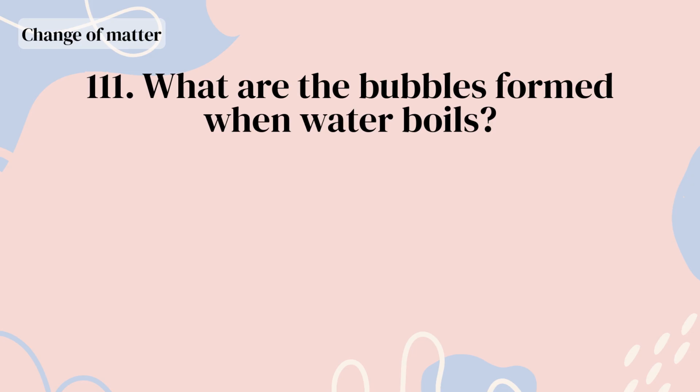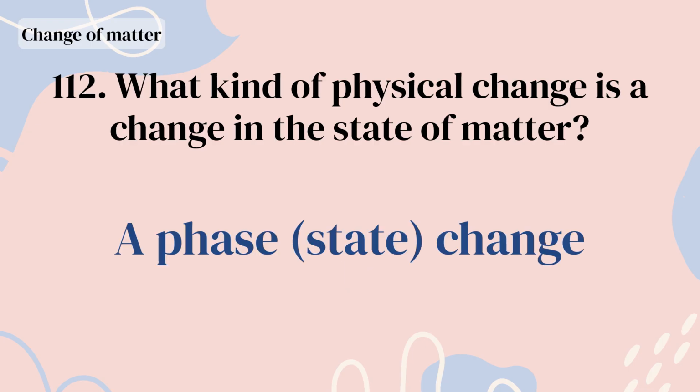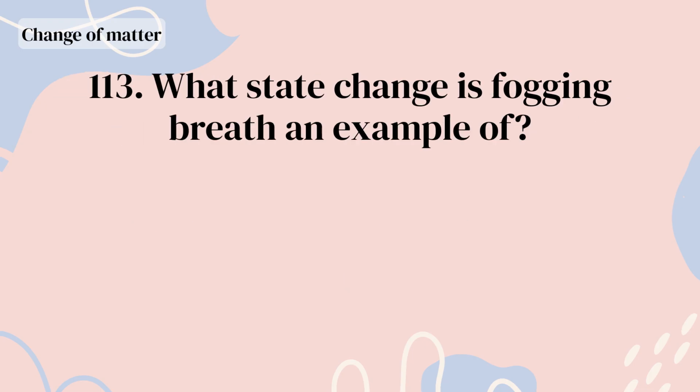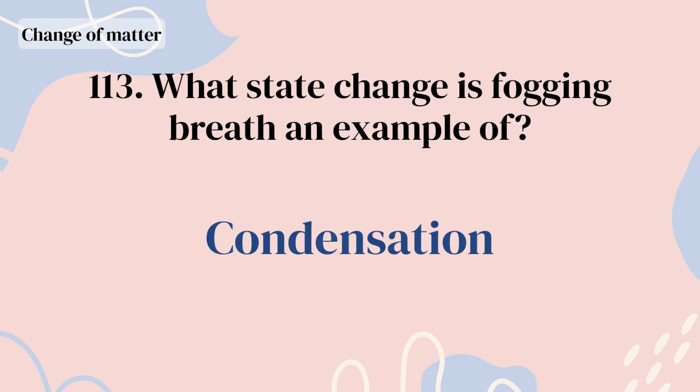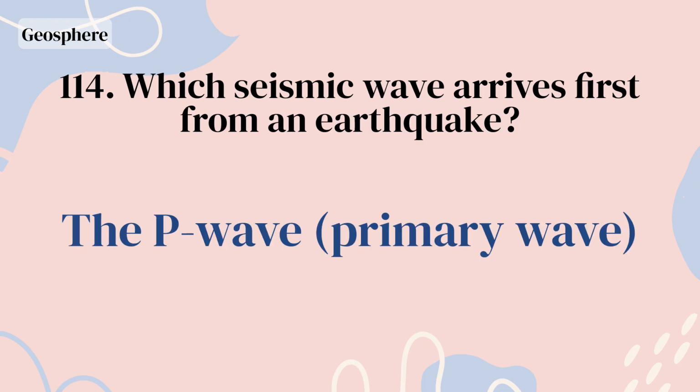What are the bubbles formed when water boils? Water vapor. What kind of physical change is a change in the state of matter? A phase, or state, change. What state change is fogging breath an example of? Condensation. Which seismic wave arrives first from an earthquake? The P wave, the primary wave.